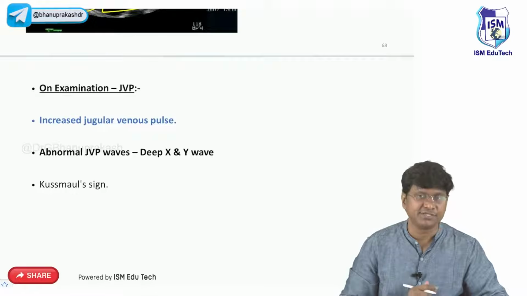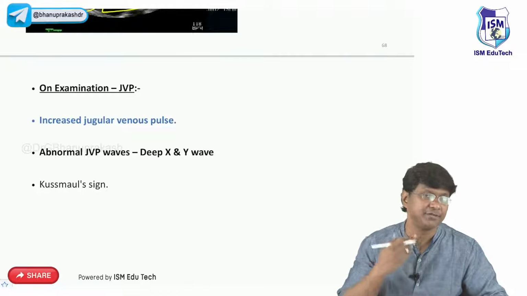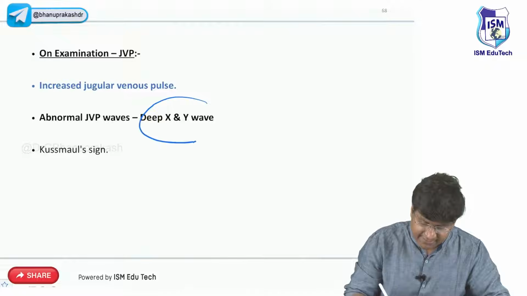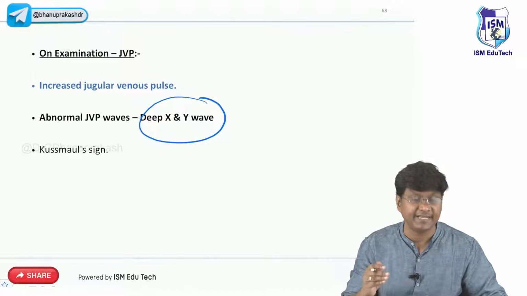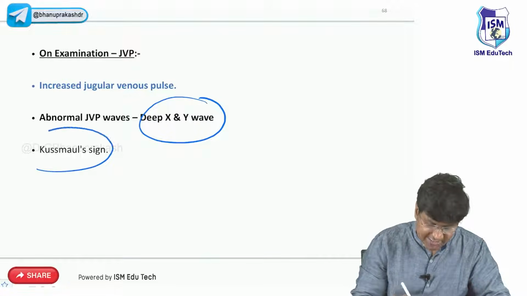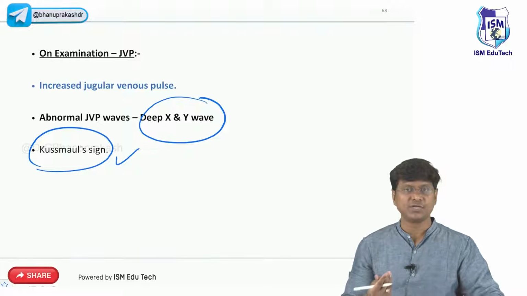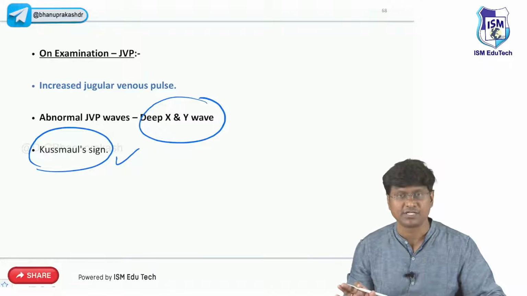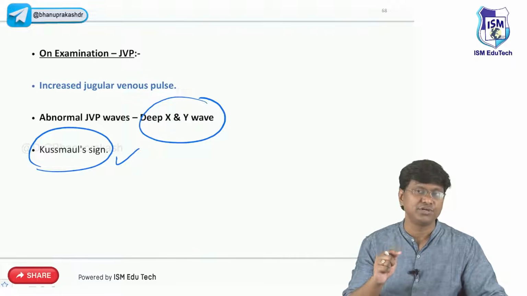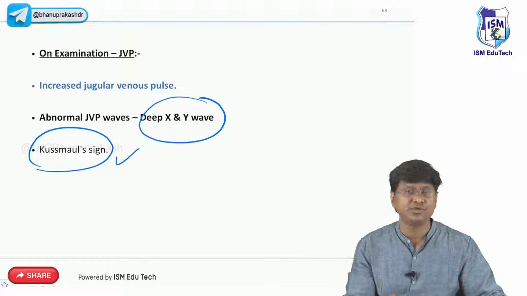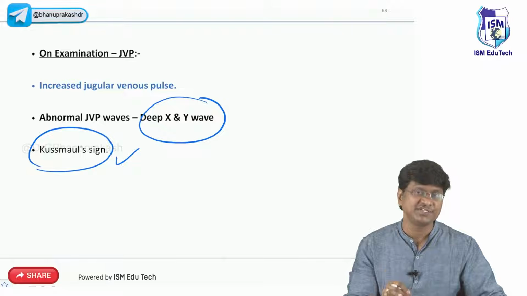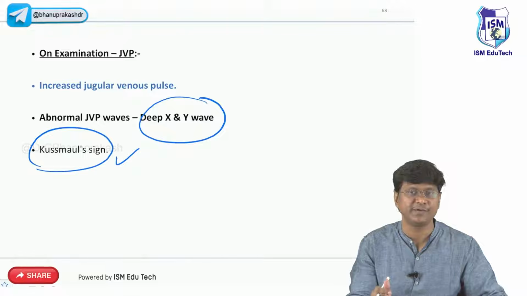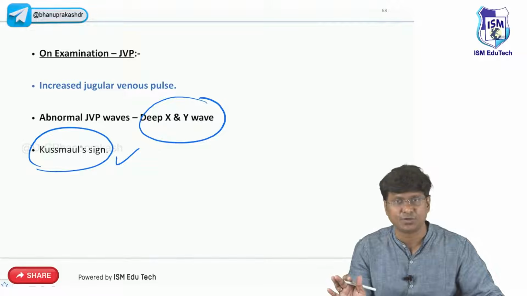Then on examination, what will you have in restrictive cardiomyopathy? The JVP will be elevated, and within the JVP you will have abnormalities, that is deep X and Y waves, and Kussmaul sign will be positive. What is Kussmaul sign? Jugular venous distension on inspiration is called the Kussmaul sign. Normally, there will be a fall in jugular venous pulsations during inspiration in a normal individual, but if jugular venous distension occurs during inspiration, we call it the Kussmaul sign, right?